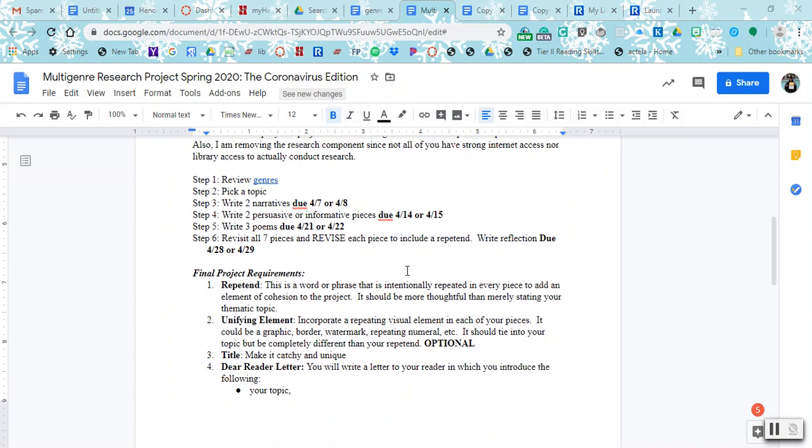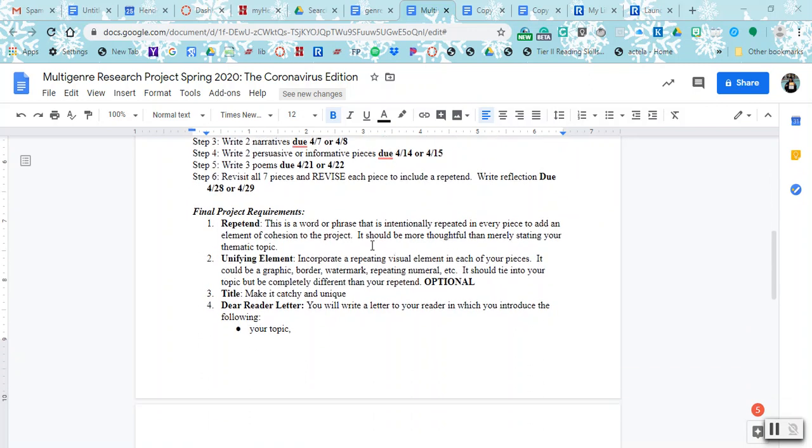Some final project requirements. You're going to have a repetend. What is a repetend, you ask? And there goes my cell phone. A repetend is a word or phrase that is intentionally repeated in every piece to add an element of cohesion to the project. It should be more thoughtful than merely stating your thematic topic.